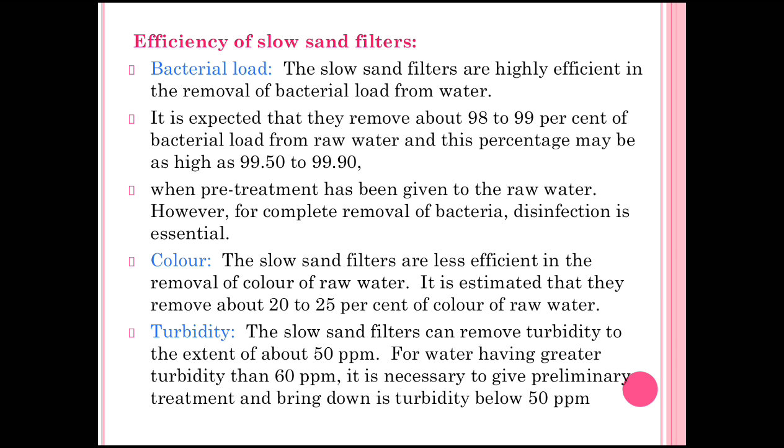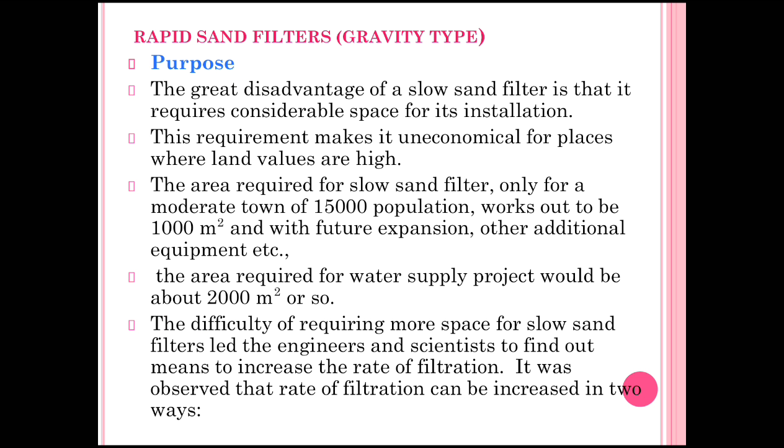Then regarding turbidity. The slow sand filter can remove turbidity up to about 50 ppm, or 50 milligram per liter. For water having a greater turbidity than 60 milligram per liter or 60 ppm, it is necessary to give preliminary treatment and bring down turbidity below 50 ppm. Now these are the three parameters that decide the efficiency of slow sand filters. Now the next one is the rapid sand filter.